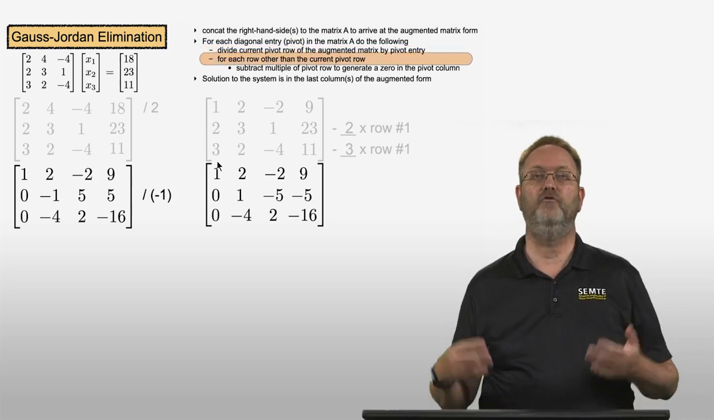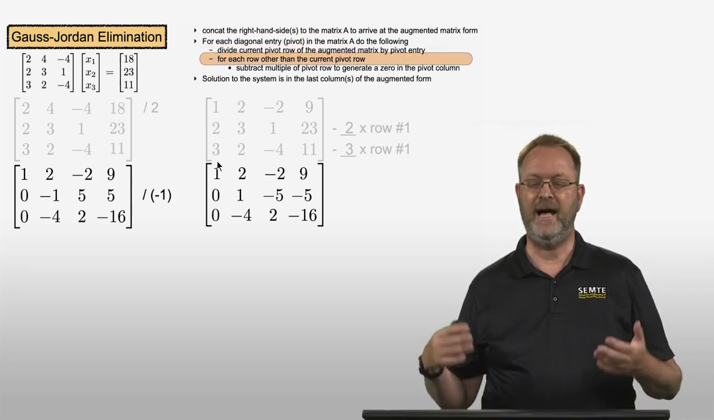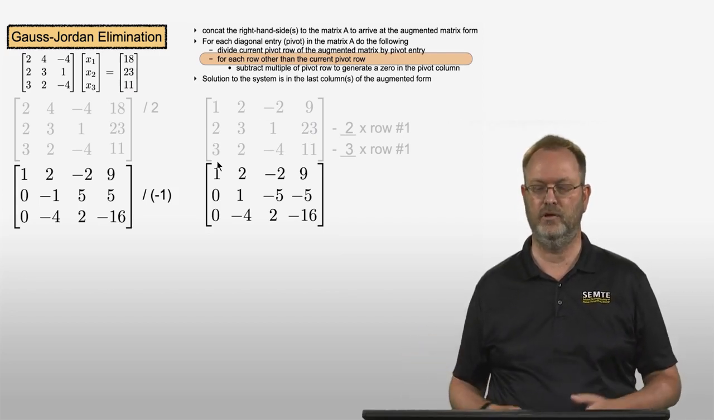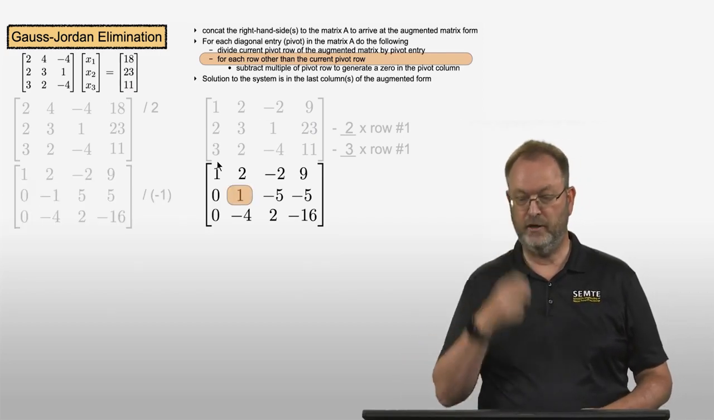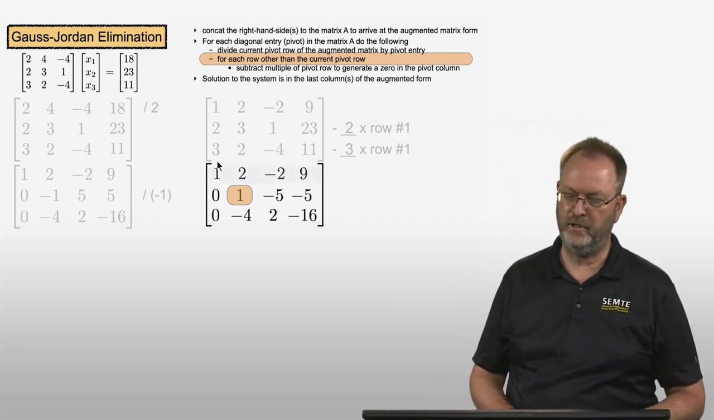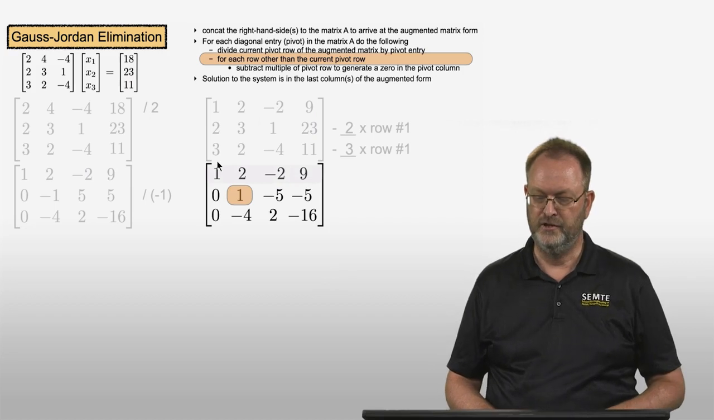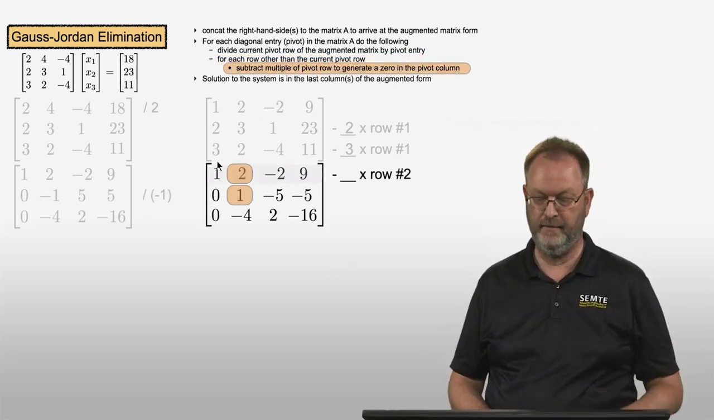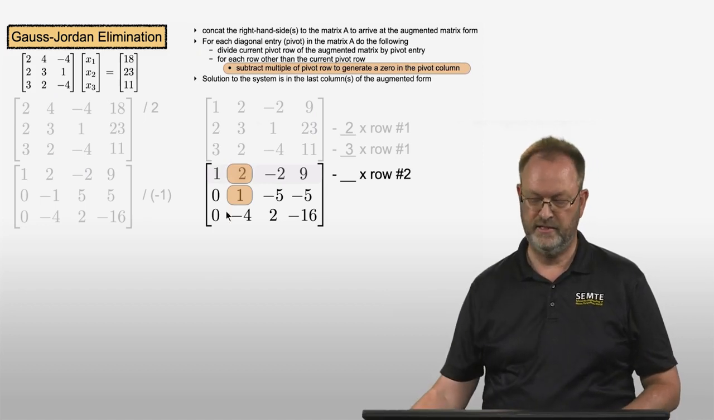And now again, for each row, other than the current pivot row, so other than my current second row, I will do the following steps. Subtract a multiple of the pivot row to generate a 0 in the pivot column. Okay, so this is my pivot here. My pivot column is the second column.